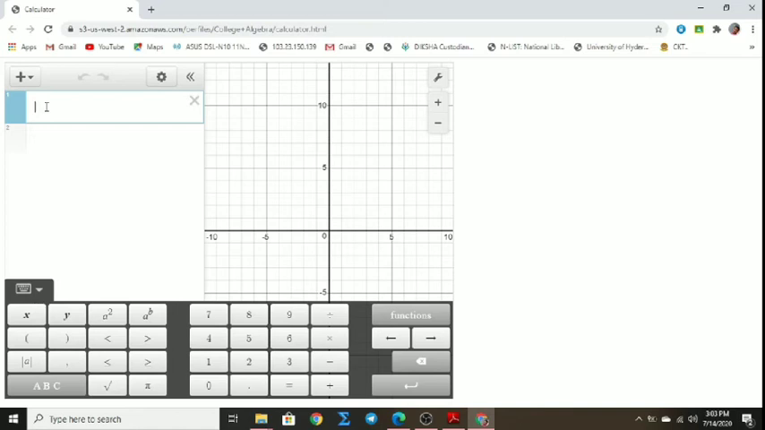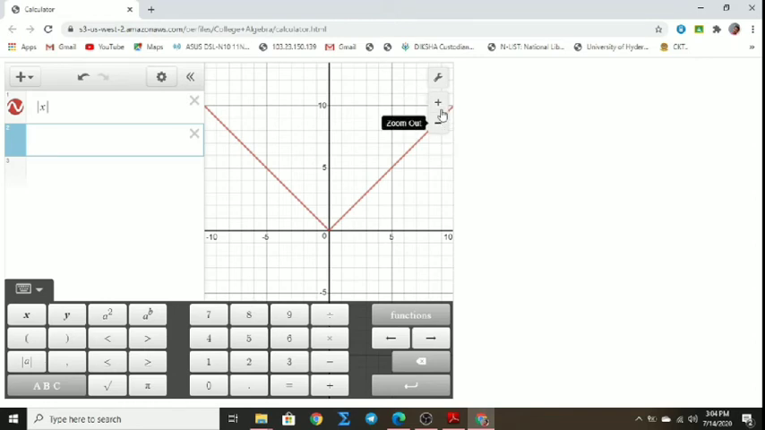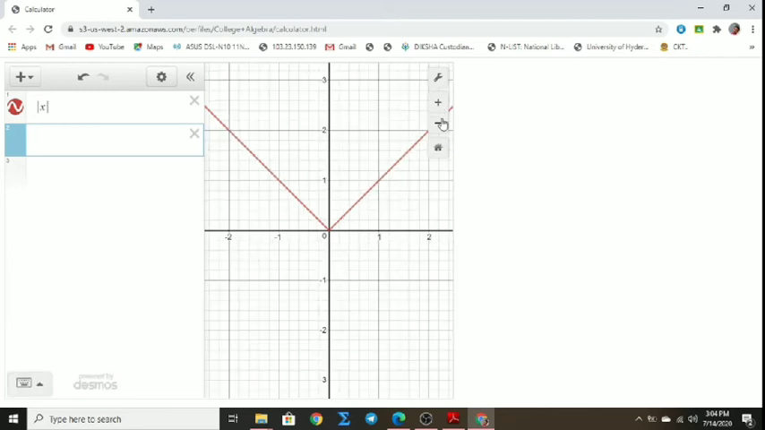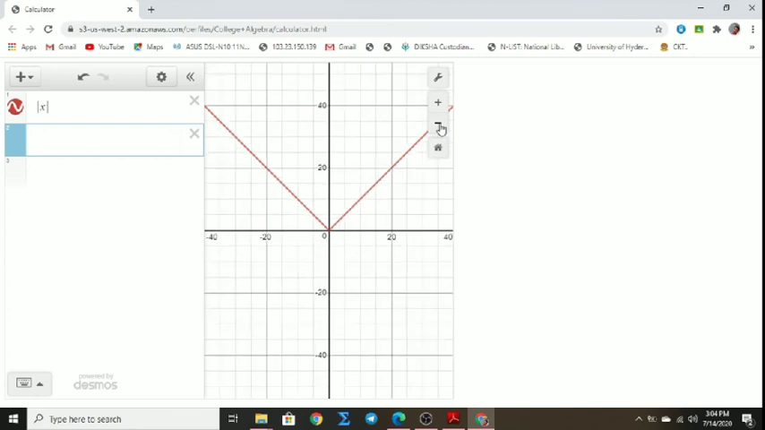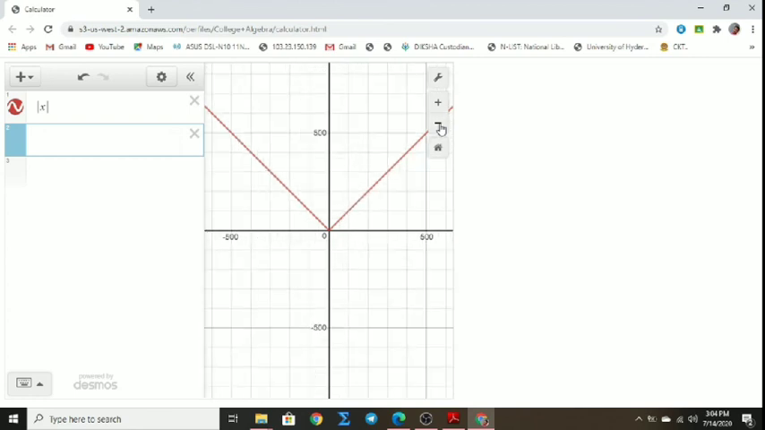First of all, we draw the graph of our first function, which was mod x, and see here the graph of the mod x function. Just enter, and this becomes the graph of the mod x function as we have observed. Here are plus and minus signs. If we press the plus sign, it will zoom in, and if we press the minus sign, it will zoom out. And look at the graph that we have drawn.